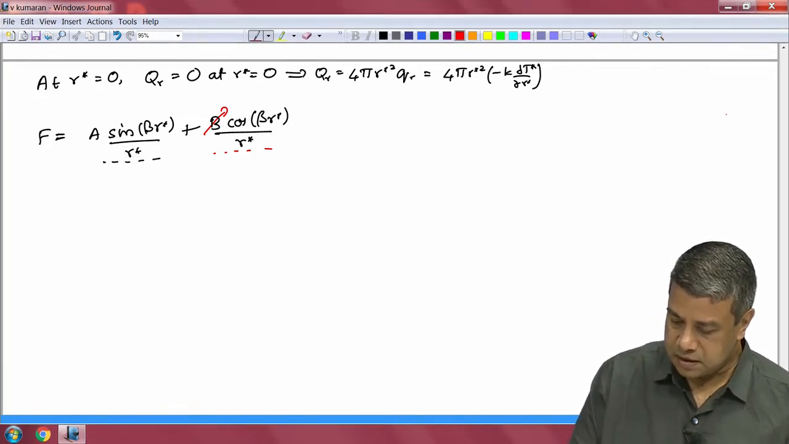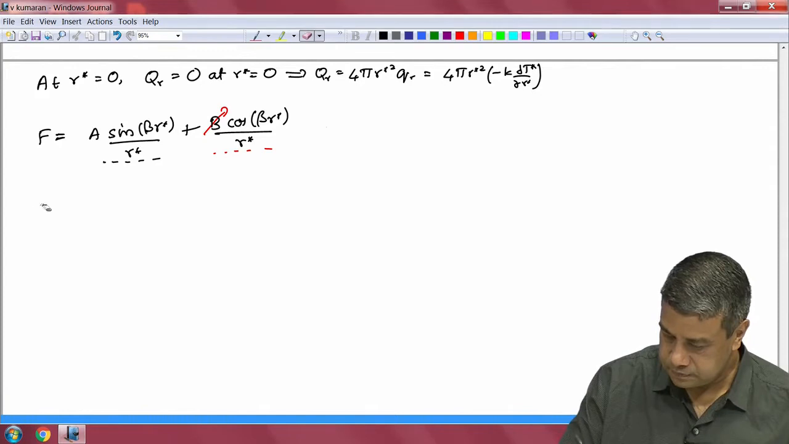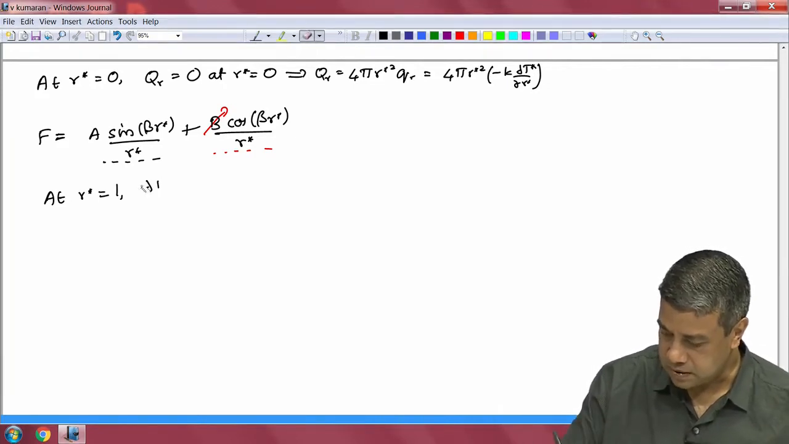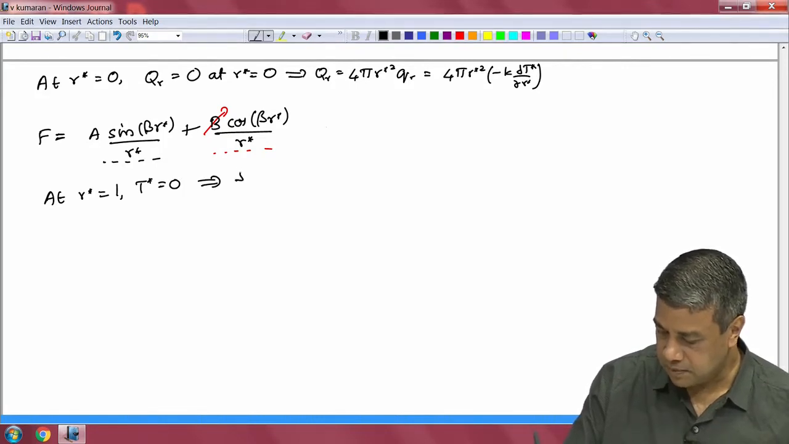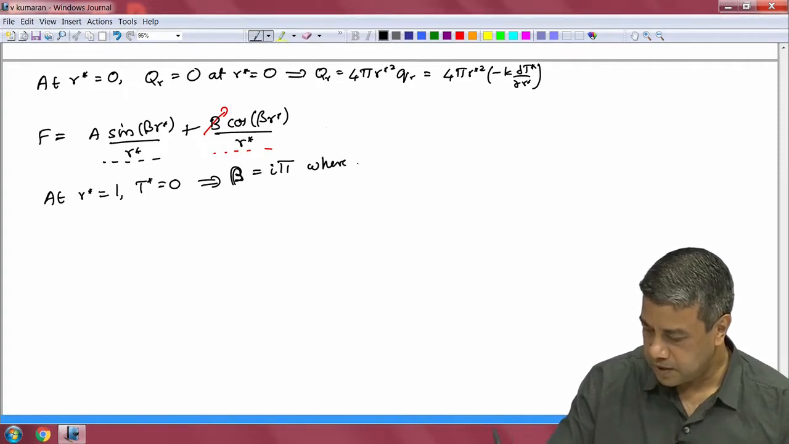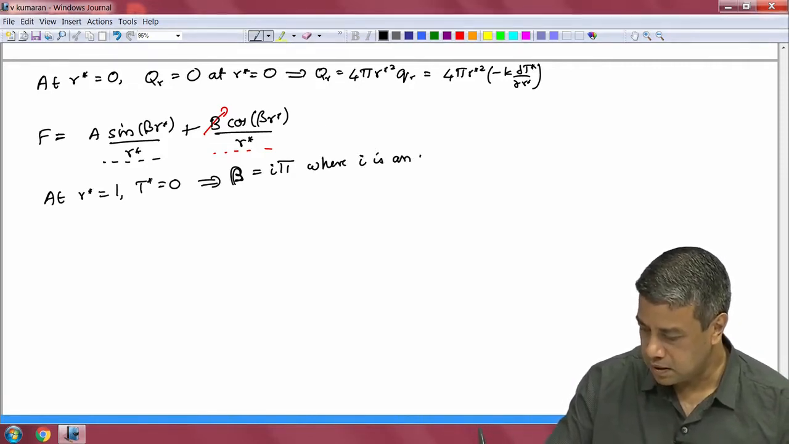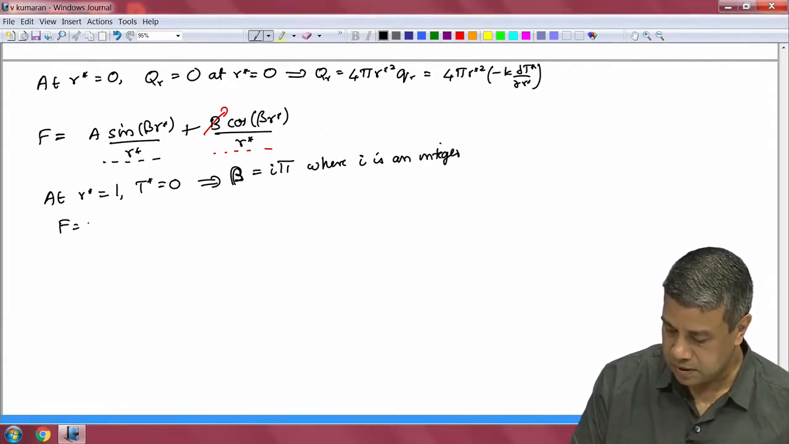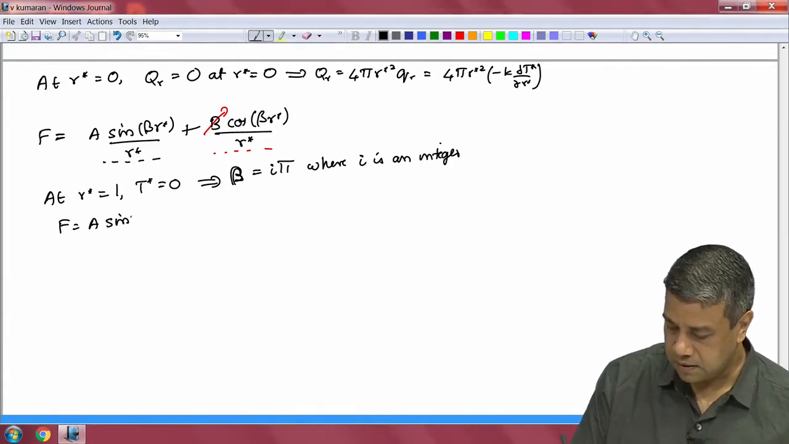You have the second condition at r star is equal to 1, T star is equal to 0. What this implies is that beta is equal to I times pi, where I is an integer, because at r star is equal to 1, f is equal to A sine of beta.